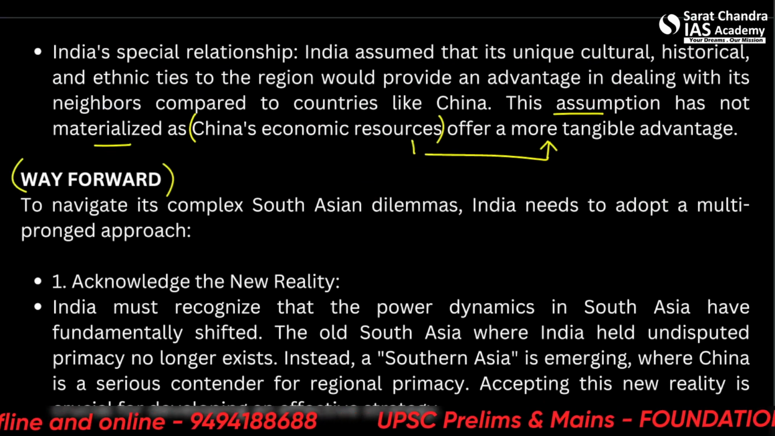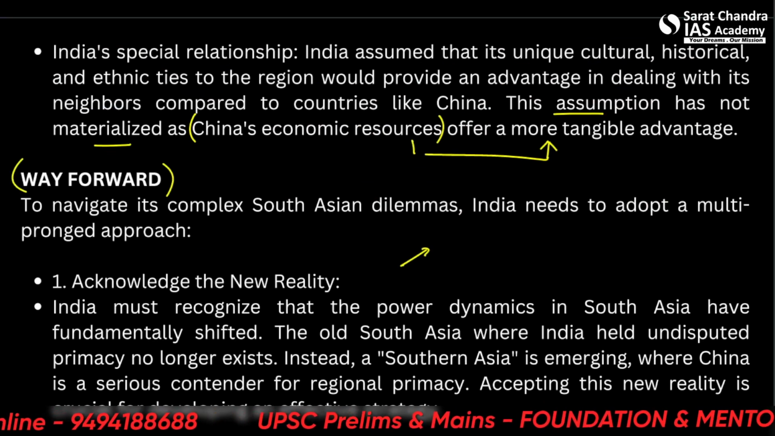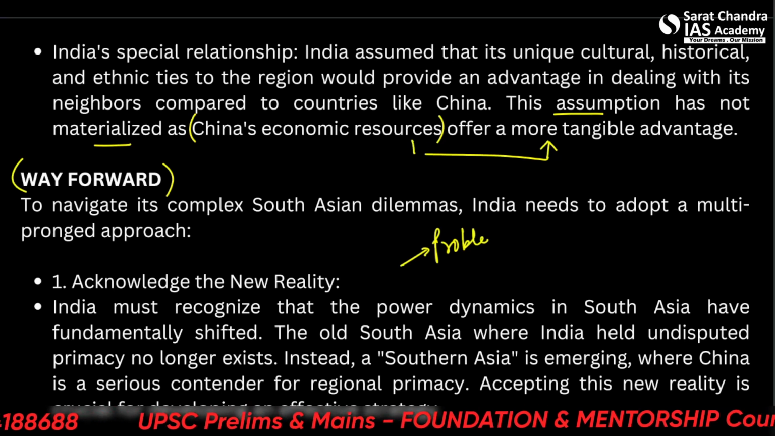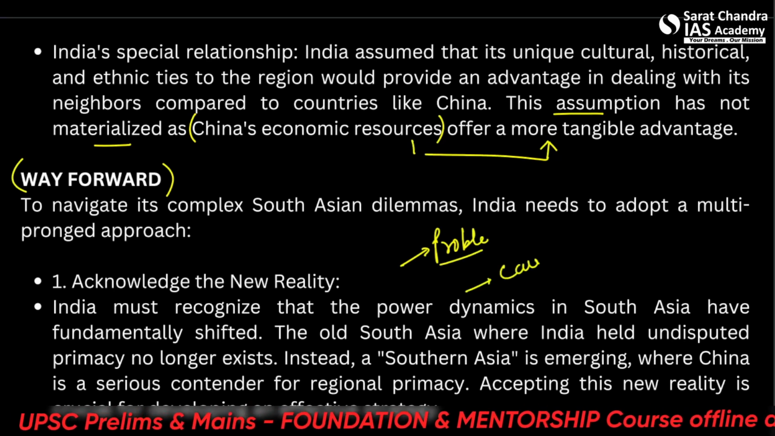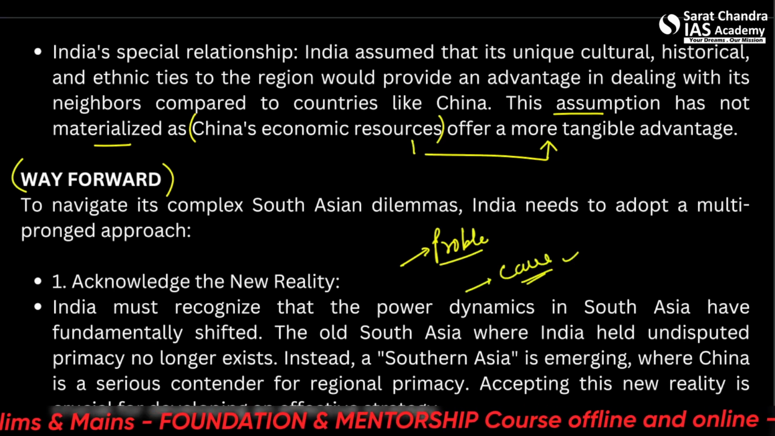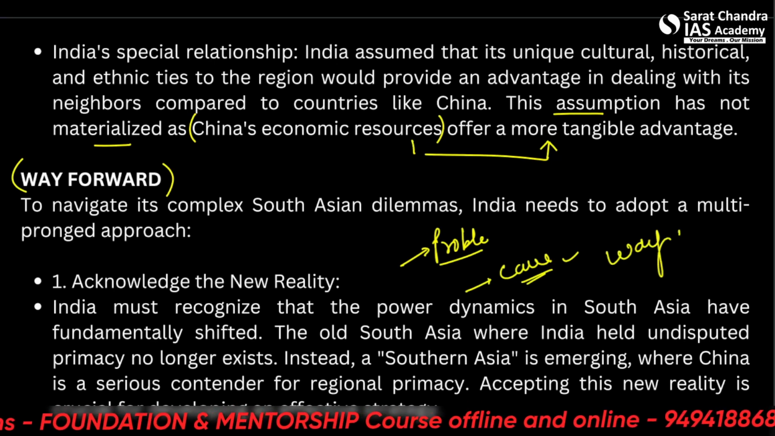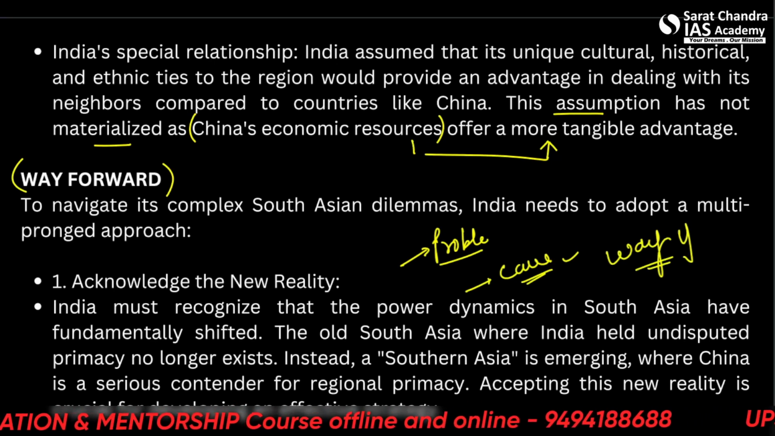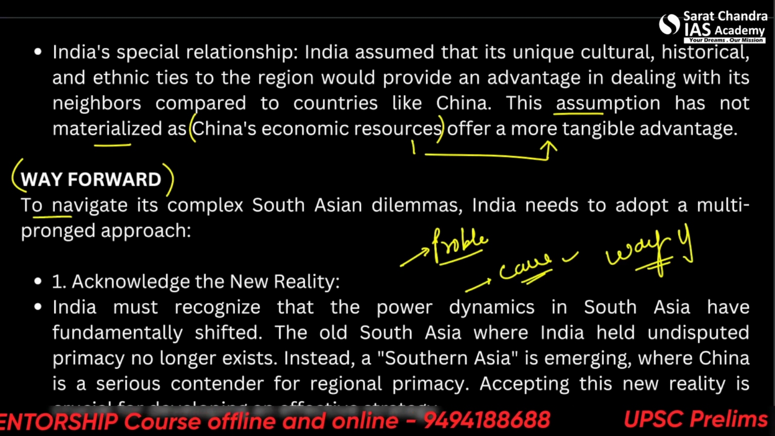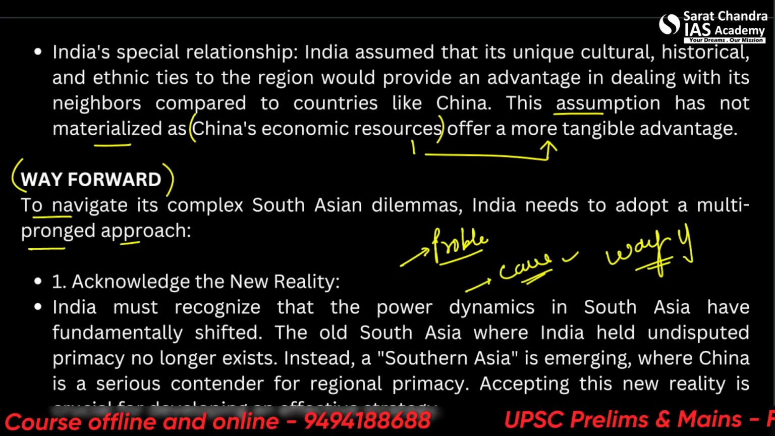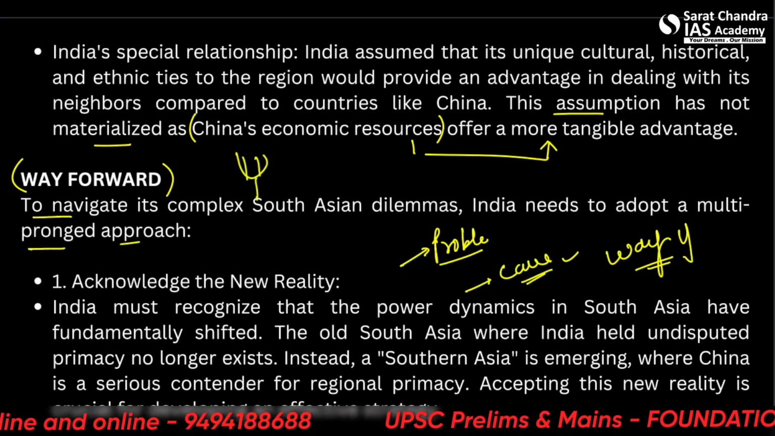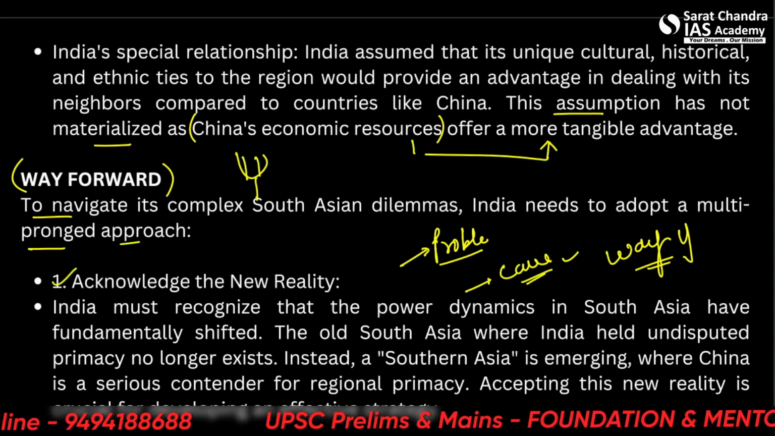Now, what is the way forward? We saw what the problems are. We saw the cause of these problems. And now we are seeing the way forward. So the first thing is that India needs to adopt a multi-pronged approach. Multi-pronged means multiple forks are there. So one thing is to acknowledge the new reality.